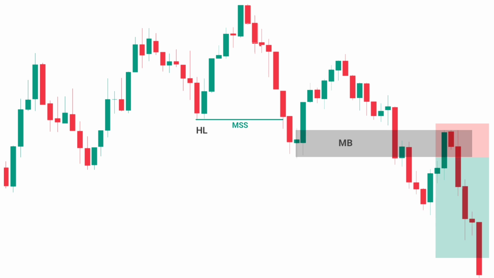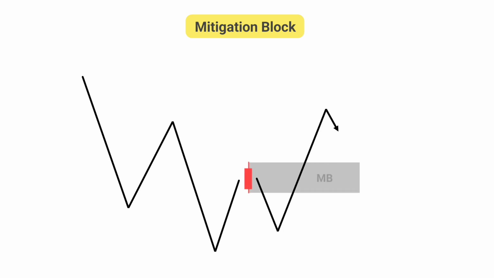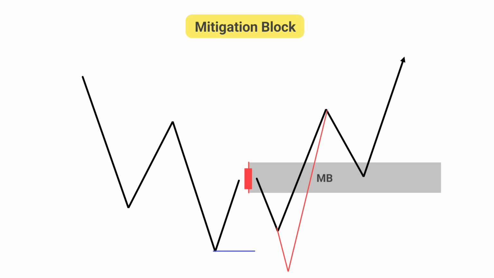Traders who fail in this scenario usually make one mistake. They treat mitigation blocks as fixed patterns instead of context-dependent tools. Same candle type, same shape, completely different meaning. The difference is structure. Mitigation blocks only make sense when they agree with the current market narrative. Without that alignment, they are just candles on a chart.